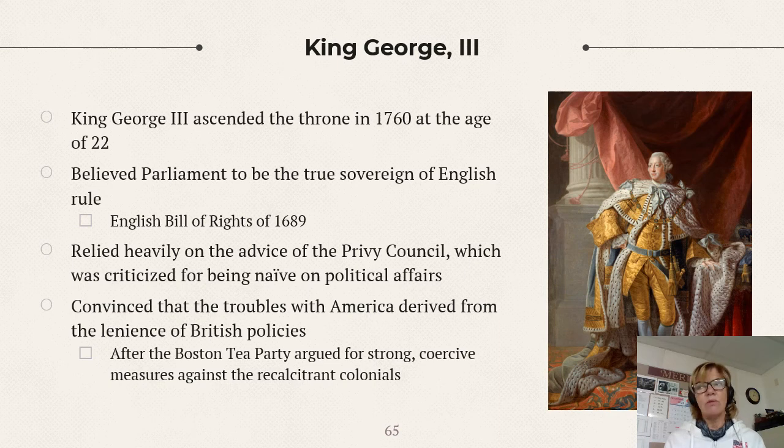He believed that Parliament really was the sovereign. He wasn't, because the Bill of Rights of 1689 made him that so. So he didn't believe that he was going to be this autocratic ruler, right? But he did rely very heavily upon the Privy Council, which really was criticized for being very naive at the time with their ideas. So he believed that problems in America came from being too lenient with them. So he was for stern rules against them. And so after the Boston Tea Party, he thought that there should be coercive measures used against them. So he agreed with the Coercive Acts.